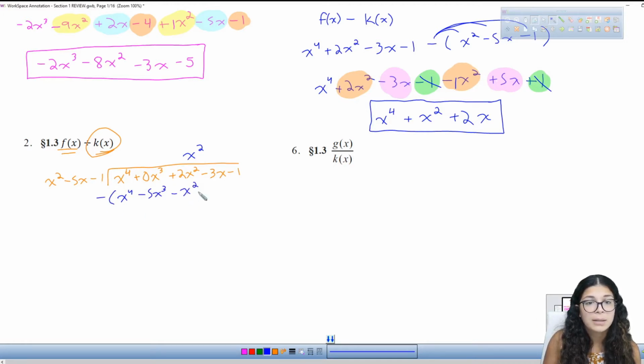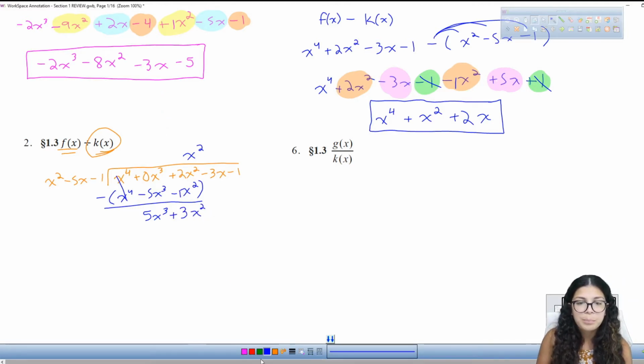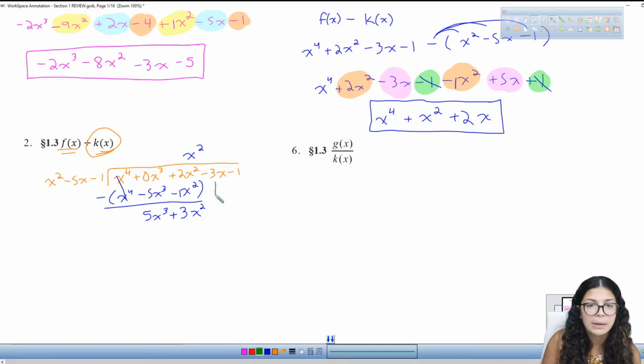So now let's subtract. And remember, when you subtract, you have to distribute that negative. Anything minus itself is nothing. 0 minus negative 5 is positive 5x cubed. 2 minus negative 1 is 2 plus 1, which is positive 3x squared. Remember, a double negative is a positive. And now we can go ahead and bring down the negative 3x.